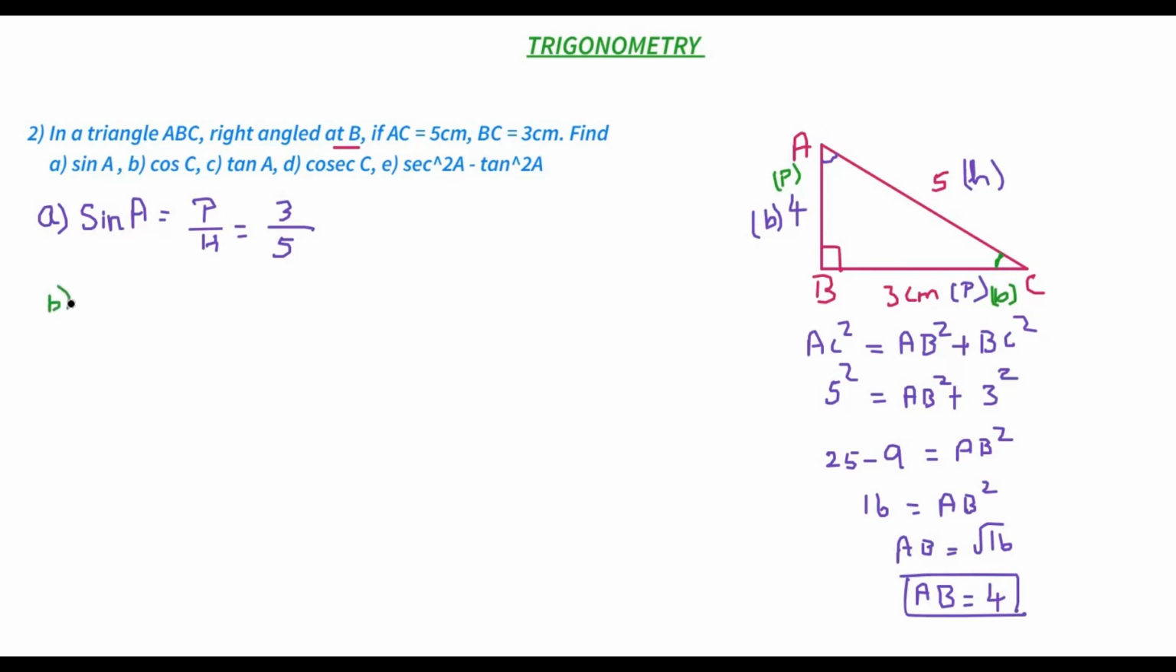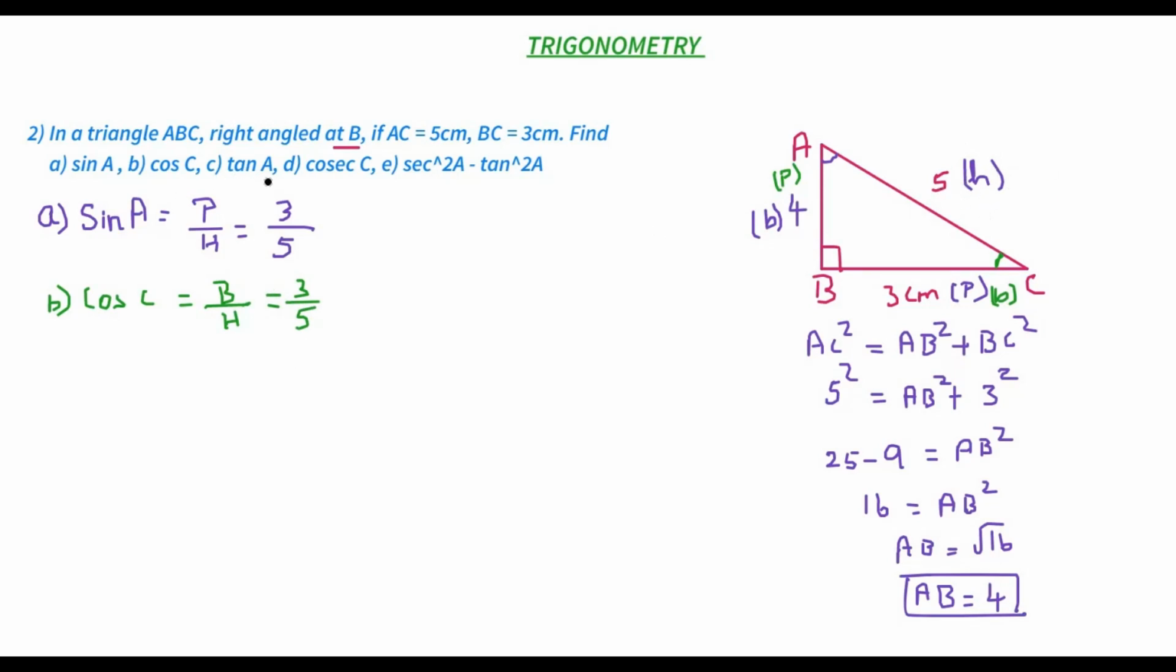What is our question? Cos C. We have to find cos C. So what is the cos C formula? We have base by hypotenuse, right? So what is our base here? Whenever we use the alphabet C, with reference to the angle C, we will use the green color. So our base is 3, that is BC. So 3 by 5, the hypotenuse is the same, so I have not differentiated. Hypotenuse is the same for both the angles.